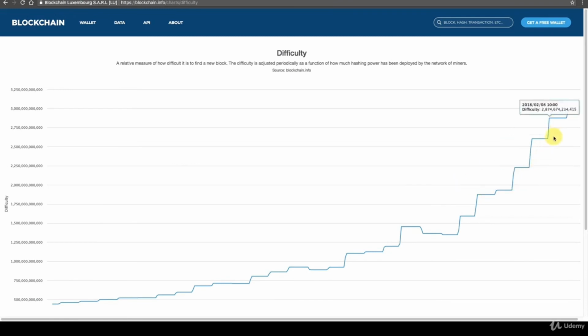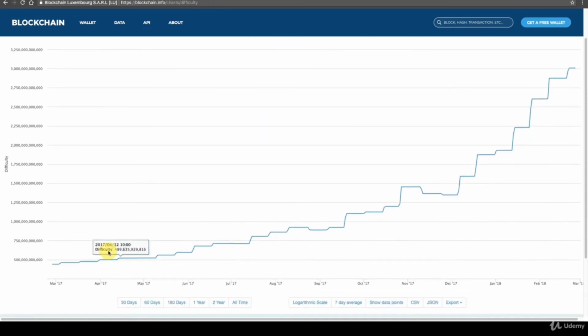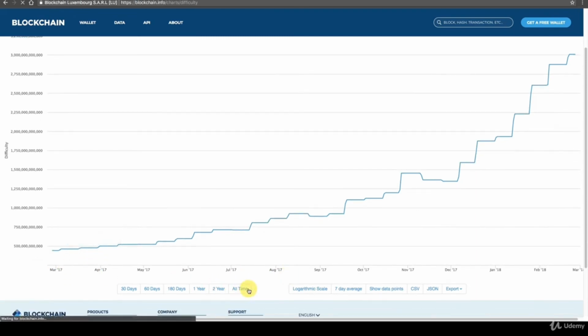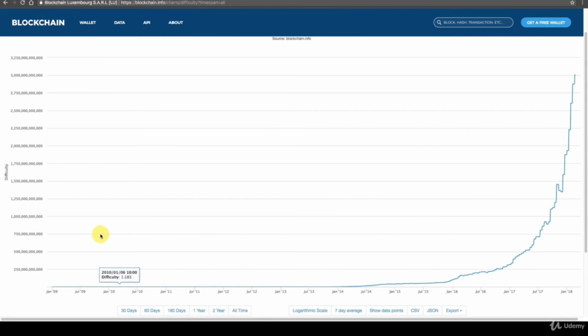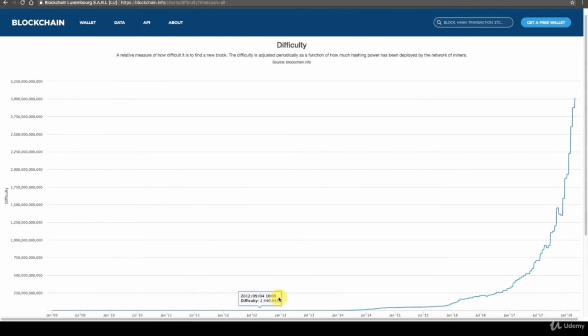As you can see right now, the difficulty is 3 trillion. 3 trillion is the difficulty. And that means it's 3 trillion times harder to find a golden nonce than it was at the start of Bitcoin. And what I like about this chart is that right now I think it's like a year, and you can go to all time and you'll see how it changed. There, voila.